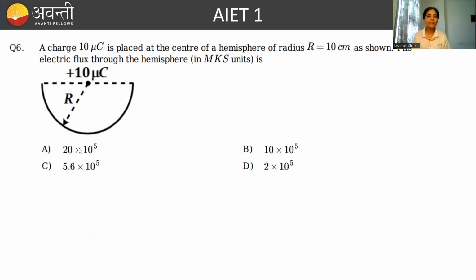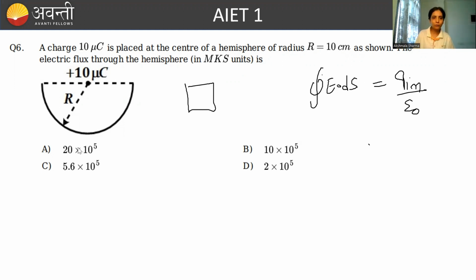Now again, this is the question. What is the question? There is a charge of 10 microcoulomb placed at the center of a hemisphere of radius 10 centimeter. Find the electric flux through the hemisphere. Done. Now we can easily calculate electric flux here by using Gauss's law. Gauss's law says that electric flux through a closed surface is equal to Q enclosed by epsilon. Okay? But here we need to use it very wisely. For example, suppose there is a cube, we use symmetry. And when we use symmetry, again, that's the question.